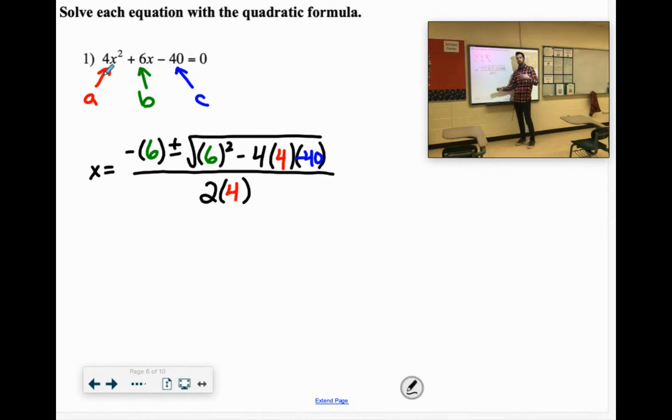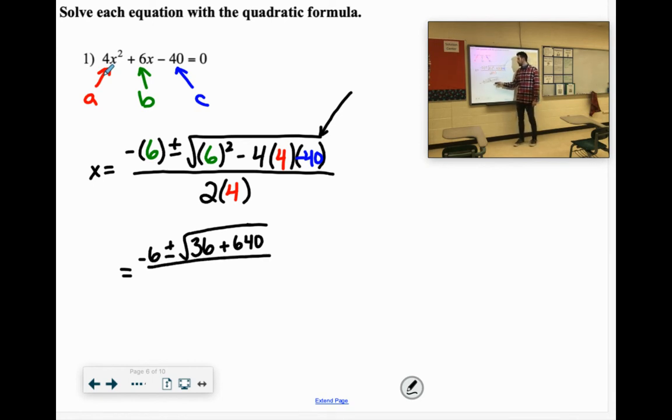Now we just do our order of operations. If you're working across the numerator here, we have the opposite of 6, negative 6, plus or minus. Inside the square root, we have 6 squared. That's 36. Now this minus 4ac, if a or c is negative, like in this case we have negative 40, that's going to change it to plus, right? Because a negative times negative is positive. So 4 times 4 is 16, times 40 would be 640. So it'll say 36 plus 640 in the square root. Denominator, 2 times 4 is 8.